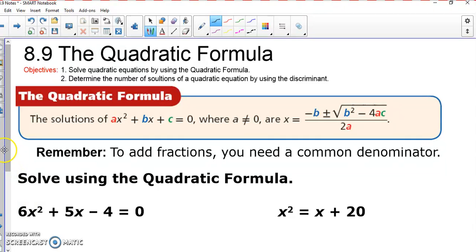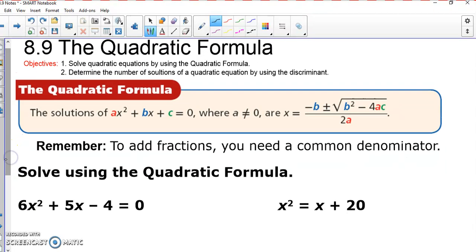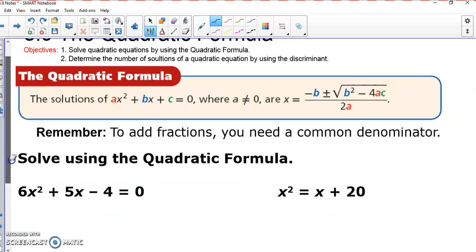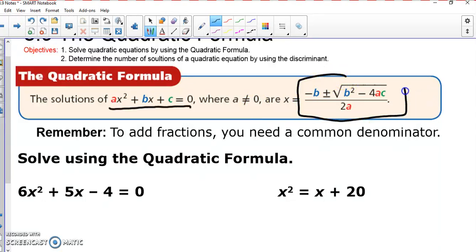So the quadratic formula is our third and final way we're going to learn how to solve quadratic equations. And the nice thing about this one is it will work with any equation as long as it's in our standard form of ax squared plus bx plus c equals 0. We still need to make sure it equals 0 before we do anything. So once we do that, we can identify our a, b, and c values, as long as a is not equal to 0, and then this is the formula we're going to use to find our x values.